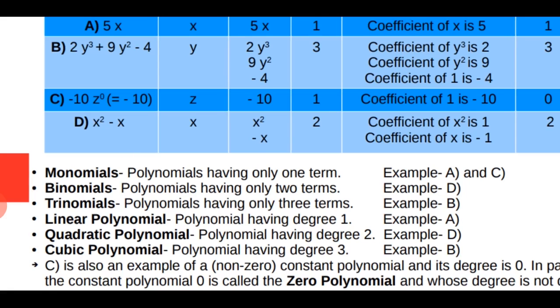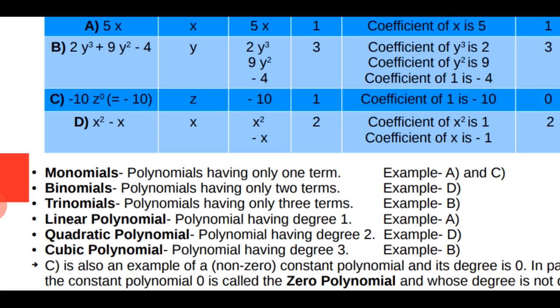So what are they? On the basis of the term, polynomials are of any of the kind. For example, if a polynomial is having only one term, we call it a monomial. Mono means one and nomial means term. The second is binomial. Bi means 2, nomial means term. So a polynomial having 2 terms is called a binomial. Similarly, a polynomial having 3 terms is known as a trinomial.